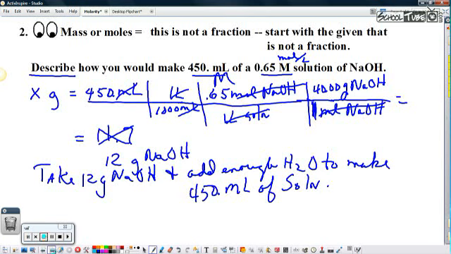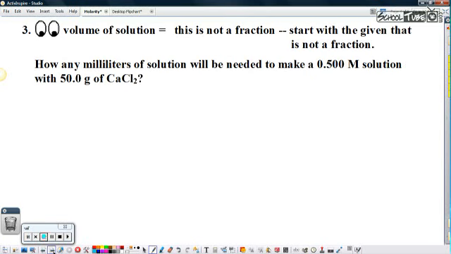Now the next one, we have looking for the volume of a solution. This is also not a fraction, so we're going to start with not a fraction. What's units of volume that we know? Liters.